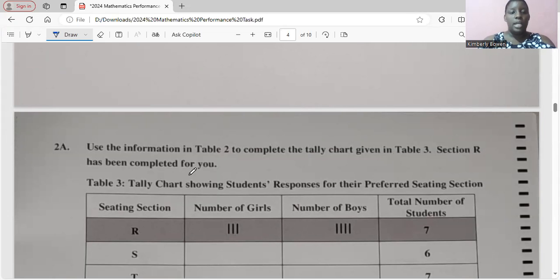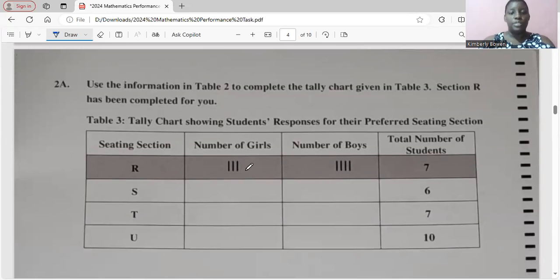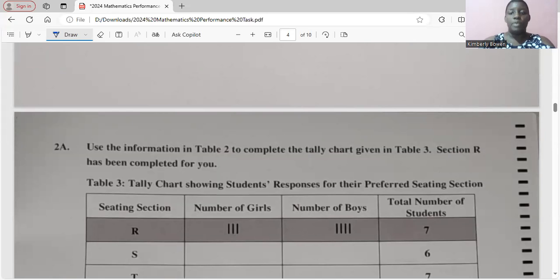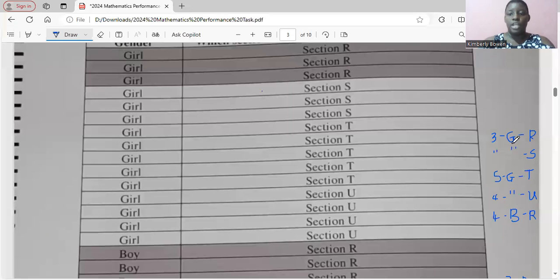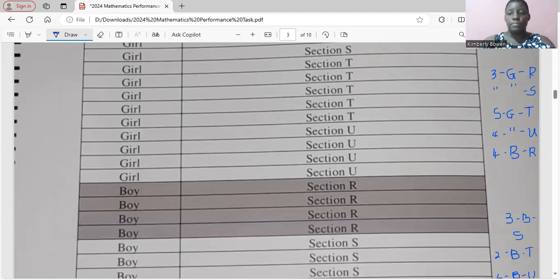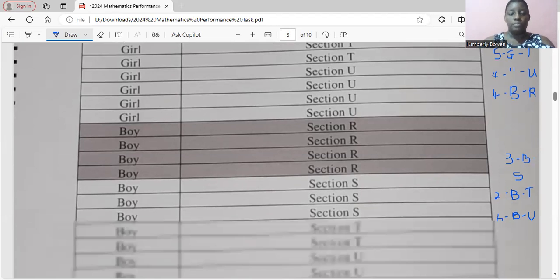So section R has been completed. So they highlighted it. So for R, it was 3 boys, 3 girls, and we saw that, right? So for S, all we need to look back at is our notation, right? Isn't life much easier with that? All right, so for S, I'm looking for S boy, S girl. S for girl is 3, and S for boy is also 3.